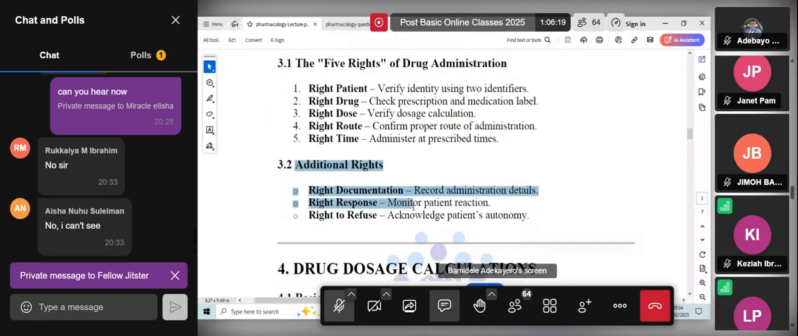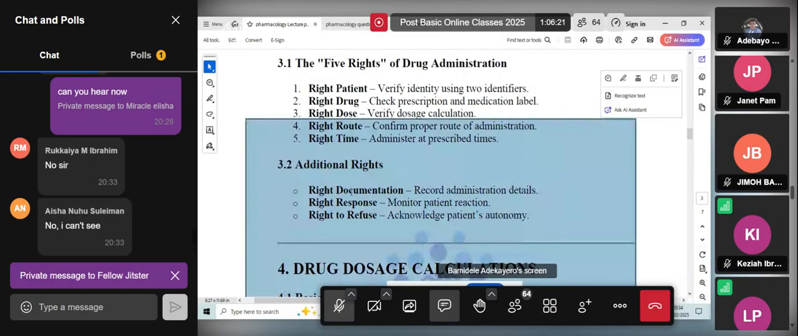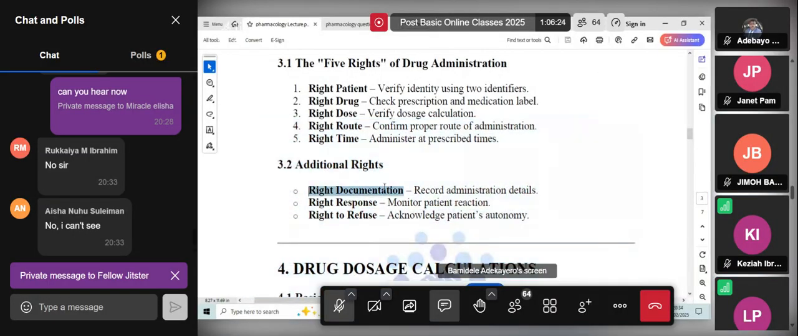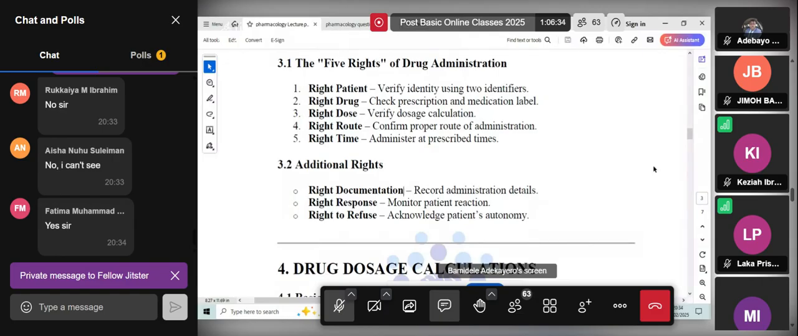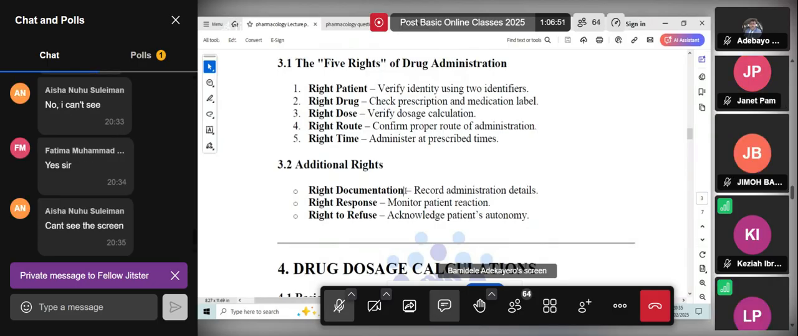We have some additional rights that patients should know. Right documentation. When you do your medication, please document, because if it is not documented, it is not given. That is a proof that you have given your medication, not just medication, everything pertaining to your job. That is the proof that you have rendered care to your patient. And please do not document when you have not rendered care. Don't be nurses that say, I have done this for the patient, and write it down without doing them, please.